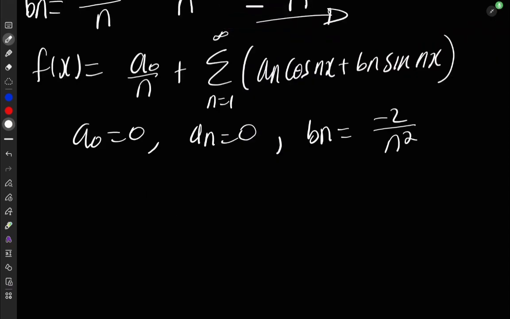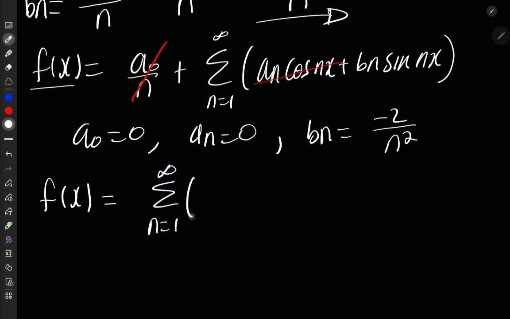Now, in order for you to be able to find the Fourier series, you see f of x is equal to a0, but we know that we don't have a0. And then an, we do not have an. Therefore, our Fourier series will be a sine series: the sum from n equals 1 to infinity of bn sine nx. So they said you should write at least 4 terms.